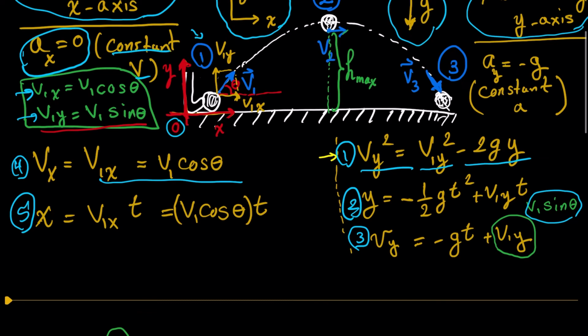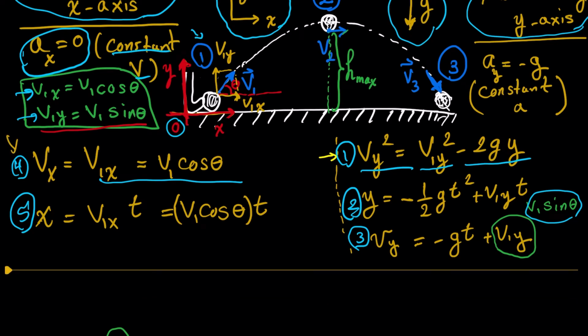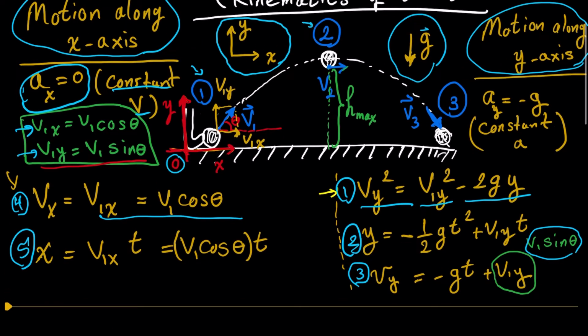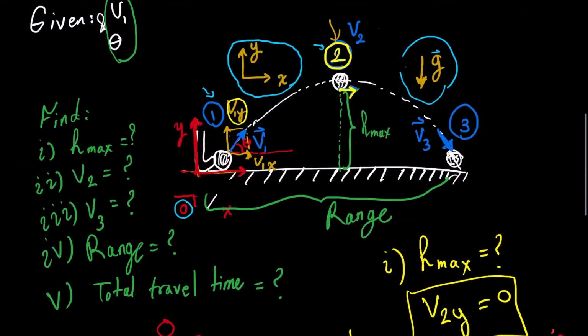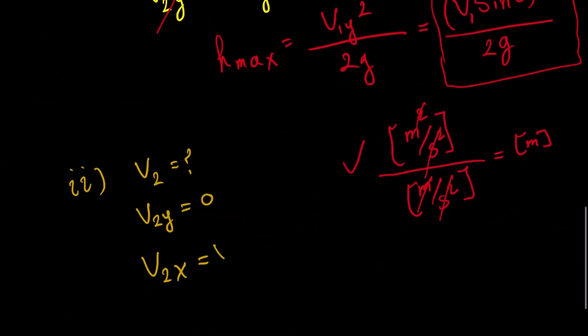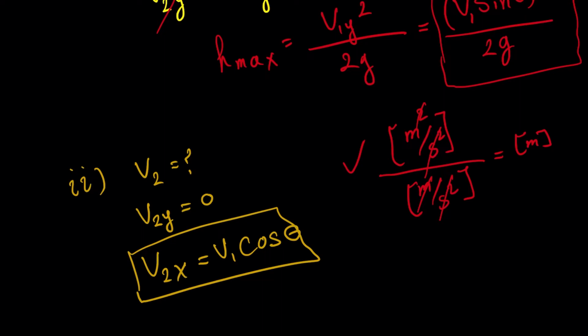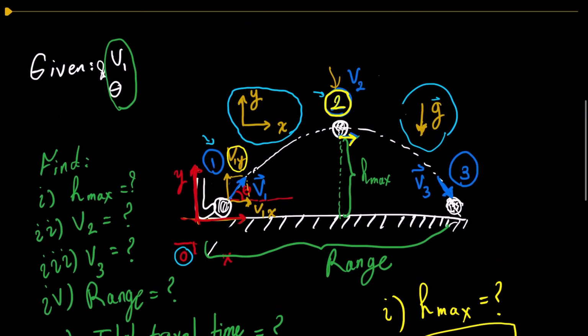Well, we do know that vx, which is equal to v1x, that's equation 4, at all points along the motion along the x-axis, you're dealing with a constant velocity motion. The velocity along the x-axis does not change. It's v1x equals v1 cosine theta, so we already have that. Again, the final solutions need to be in terms of the given, which is v1 and theta.